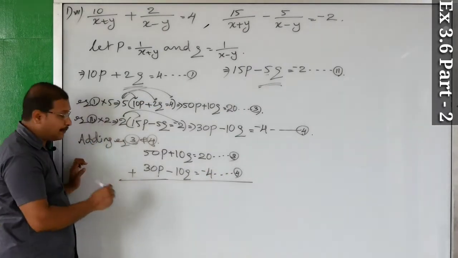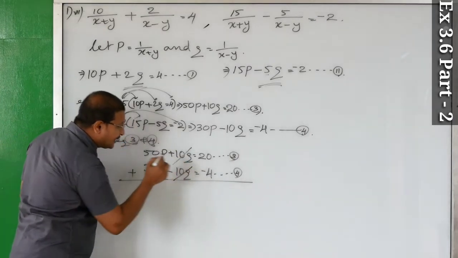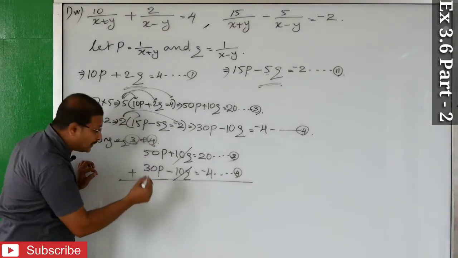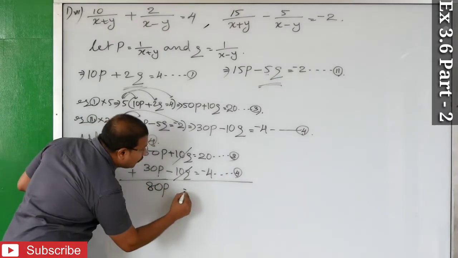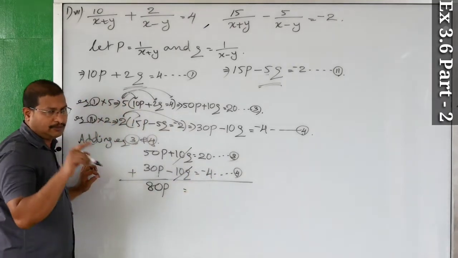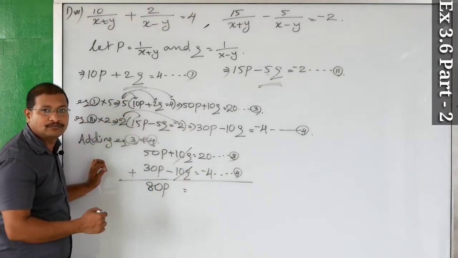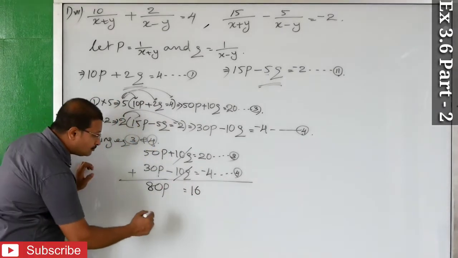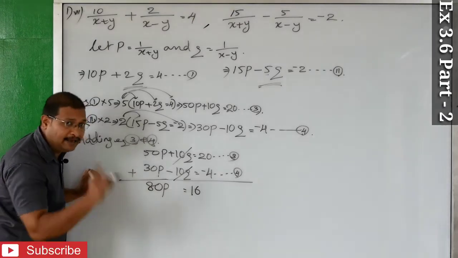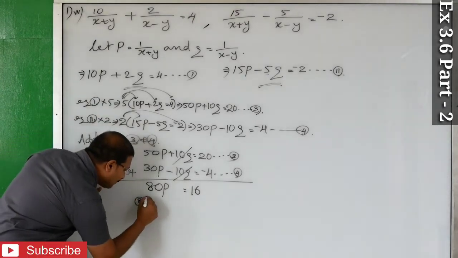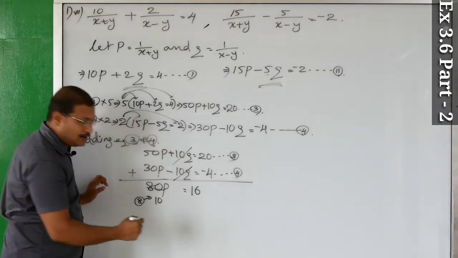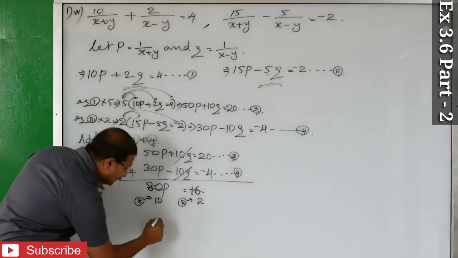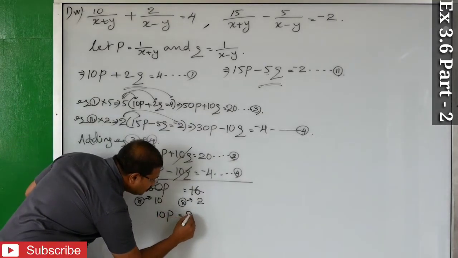See, while adding, what will happen? Minus 10q plus 10q will cancel. Now 50p plus 30p, that is 80p equals, now 20 minus 4, that is 16, isn't it? Ready? Now both sides we can cancel by 8. When you cancel here by 8, 8 10s are 80, and 8 2s are 16. That means we'll get 10p equals 2.